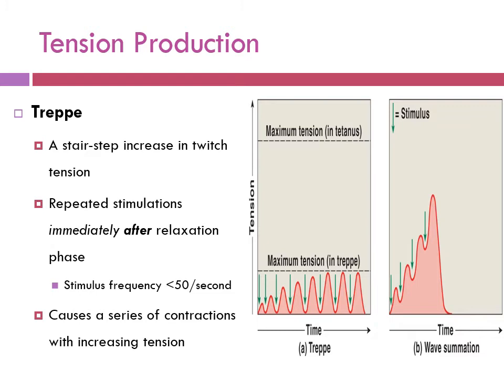So in treppe here, you would start with a small contraction and you slowly go up to what's considered maximal contraction, which is when you're getting the stimulus after the relaxation phase. This is the maximum amount of contraction that you can actually make.